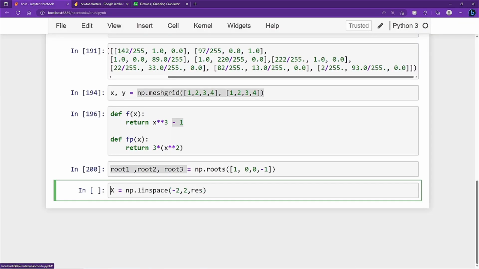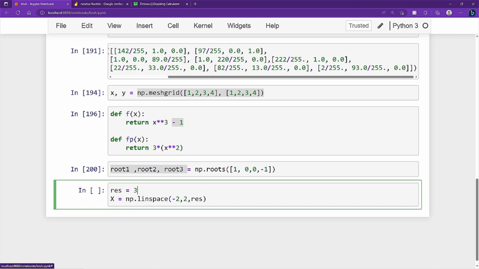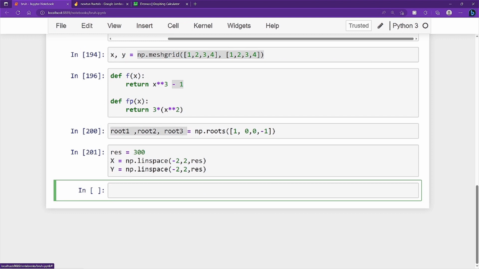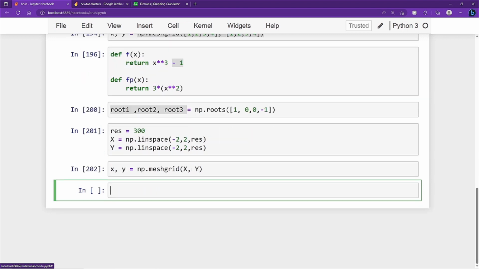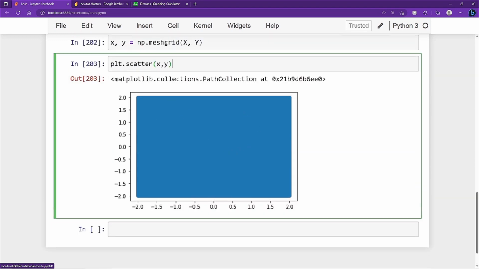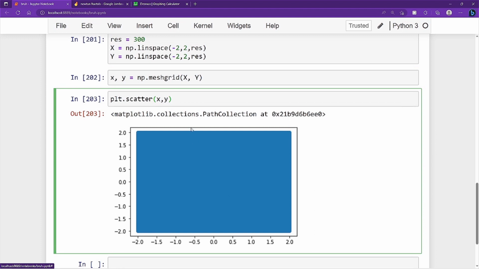And the resolution, we will define it beforehand. So let's say 300 is the resolution. And we're going to do the same for y. Now we're going to make a mesh grid, small xy, and np.meshgrid xy. And if we plt.scatter x and y, we end up with this. They're very close to each other, the values, because there's a lot of them. And that's our mesh grid.